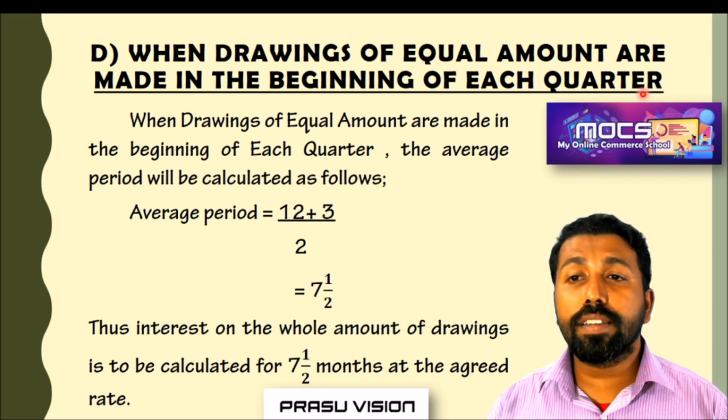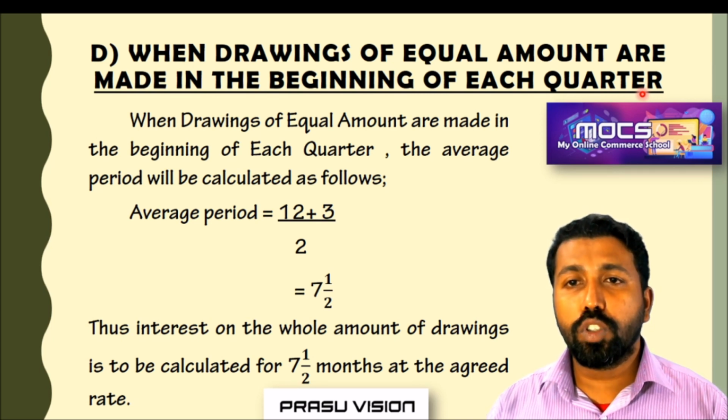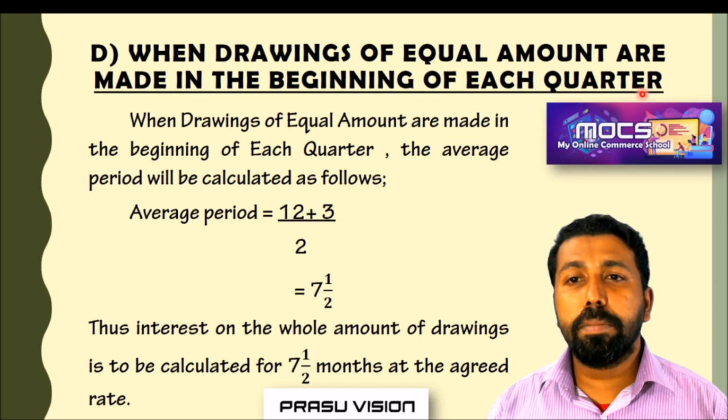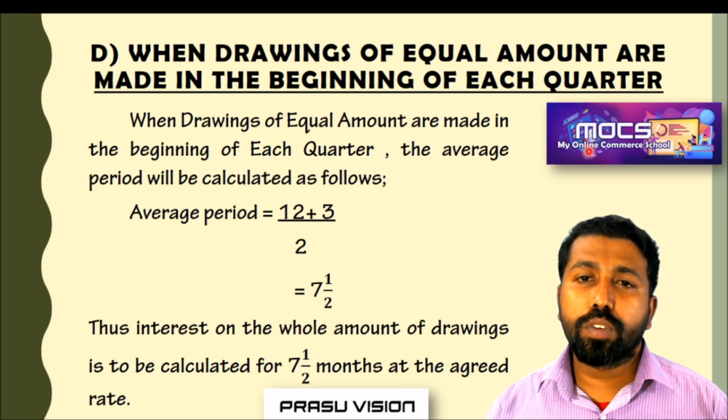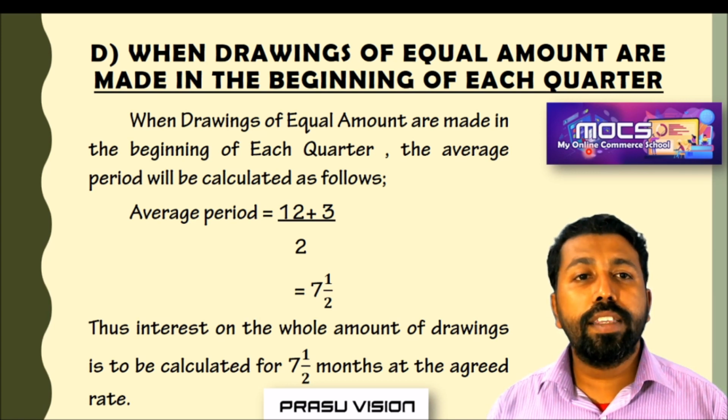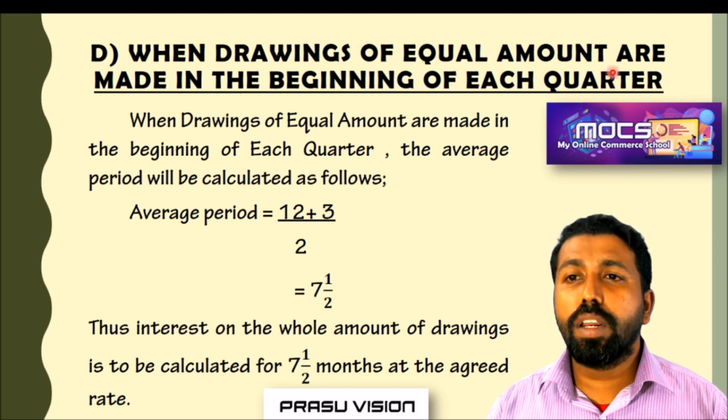But in the previous cases, they withdrew 12 times, which means every month. Here the drawings are made quarterly, so the amount will be withdrawn 4 times, which means every 3 months. It may be in the beginning of each quarter, in the middle of each quarter, or at the end of each quarter. Remember, 1 quarter involves 3 months. So have a look at the first case, when drawings of equal amount are made in the beginning of each quarter.